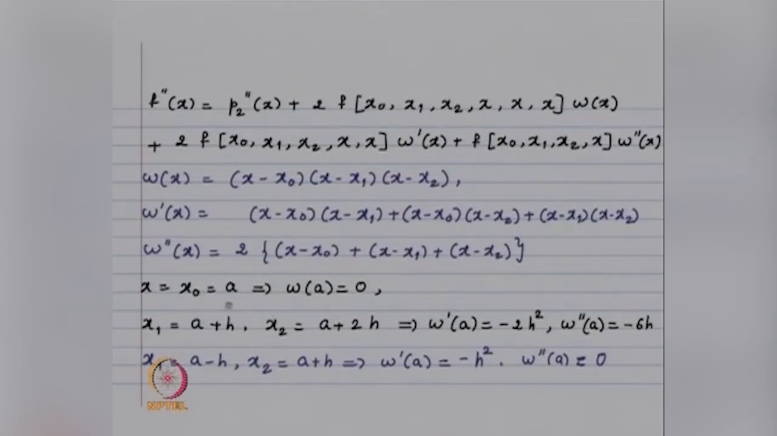If I choose x 0 to be equal to a, then w at a is going to be 0. Now, if I choose x 1 equal to a plus h, x 2 equal to a plus 2h, then w dash a will be minus 2 h square and w double dash a will be minus 6h. If x 1 and x 2 are chosen symmetrically, then w at a is already 0, w dash a will be equal to minus h square and w double dash a is going to be equal to 0, because w double dash x is given by this formula. X minus x 0 is already 0, x minus x 1 will be minus h, x minus x 2 will be plus h. So, that is why w double dash a is 0.